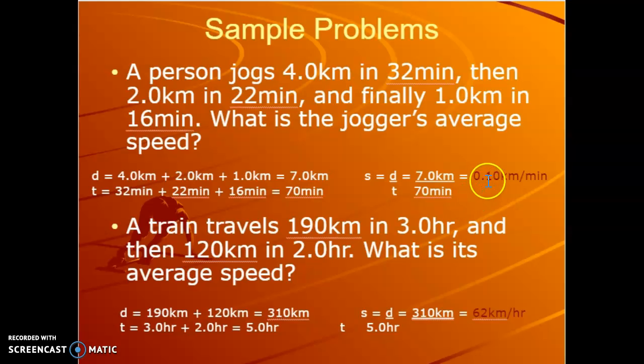Your units for speed are always going to be your distance divided by your time. So here would be kilometers per minute. Here it's kilometers per hour.